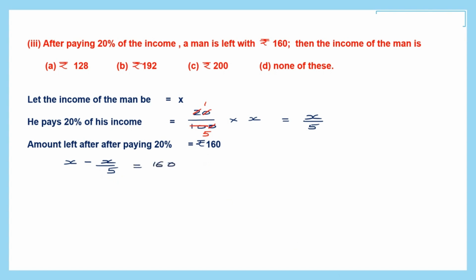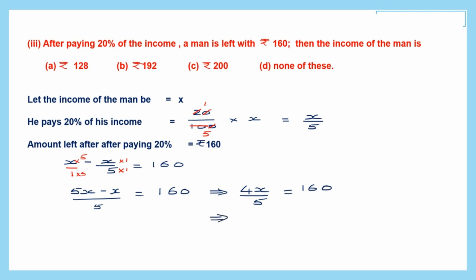Now as you can see, this is subtraction of fractions. So let's work it out like this. The LCM will be 5. So here it is 1 into 5, so here also X into 5. X into 5 is 5X minus. Now here it is 5 into 1 and X into 1. X into 1 is X itself. And this is equal to 160. So 5X minus X is 4X. 4X by 5 is equal to 160.